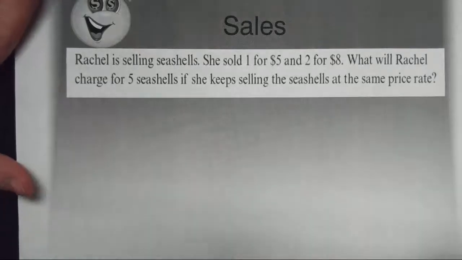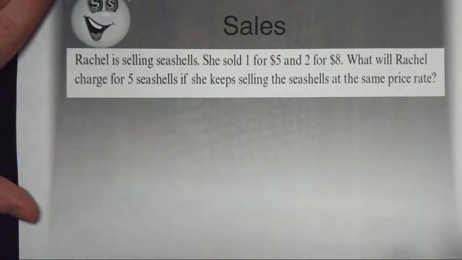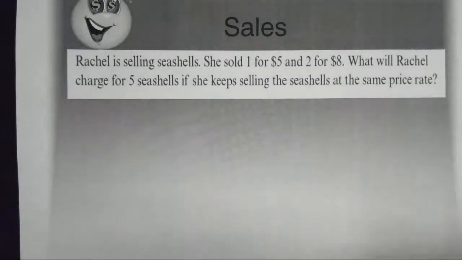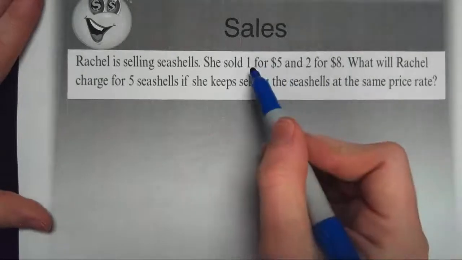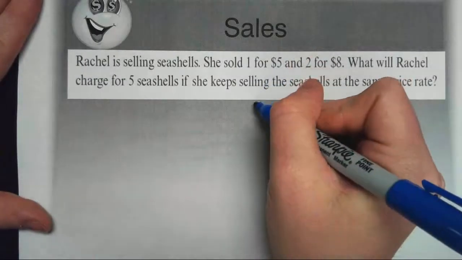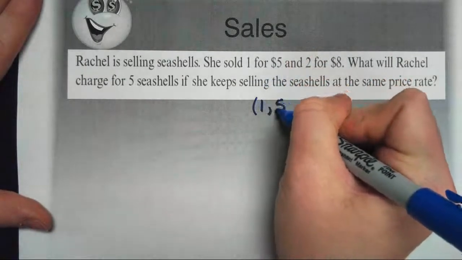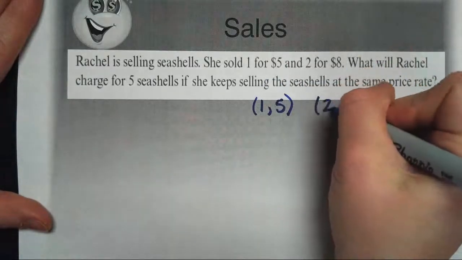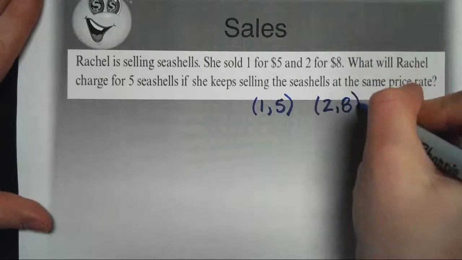Okay, so this is kind of in disguise here, but they actually do give us 2 points. We know that how many shells you buy determines how much money you will pay. So our shells are our independent variable, or our x's, and our payment, or our cost, is going to be our dependent variable, or our y values. So 1 shell for $5 would give us a point 1, 5, and 2 shells for $8 would give us the point 2, 8.